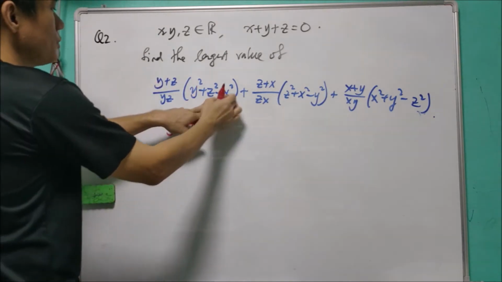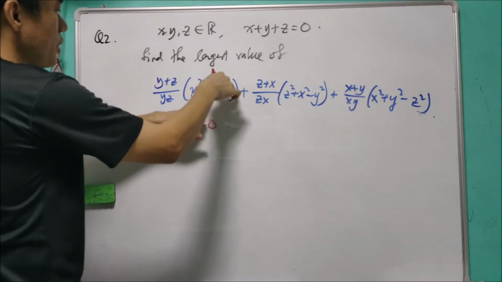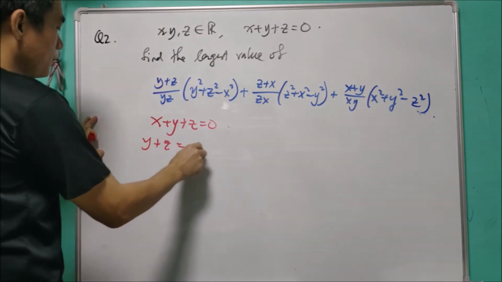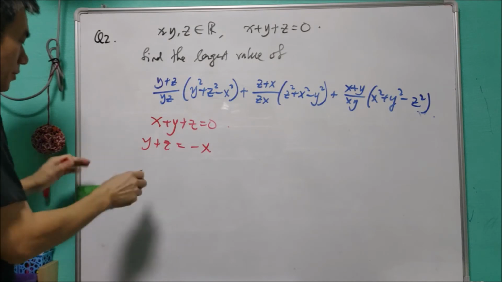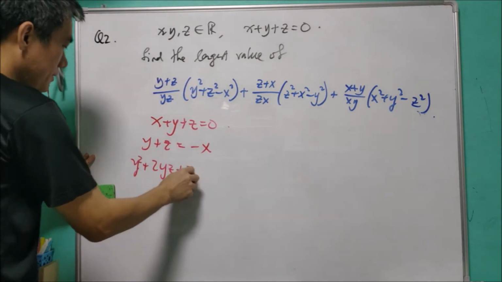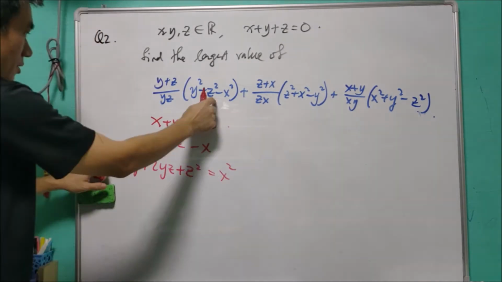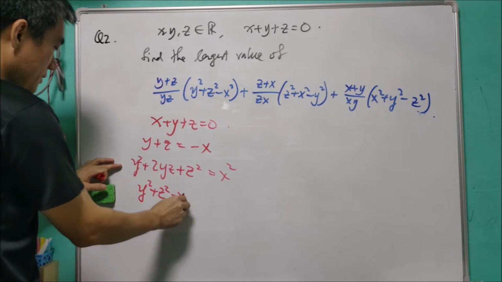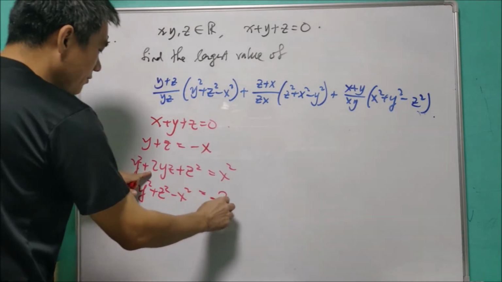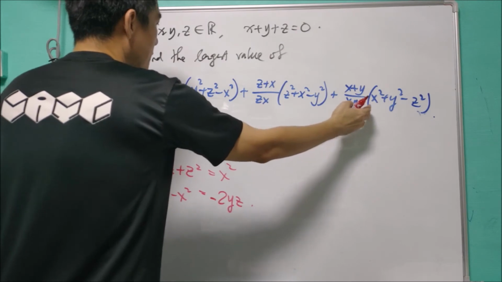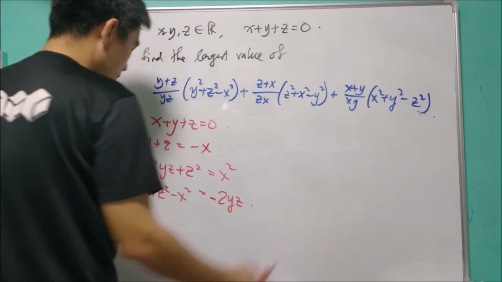Our target is to get y squared plus z squared minus x squared. In order to do that, we can take x to the other side and square both sides. So we have y squared plus 2yz plus z squared equals x squared. In order to get this expression, y squared plus z squared minus x squared will be equal to negative 2yz. This expression suggests that none of x, y, z can be equal to 0.